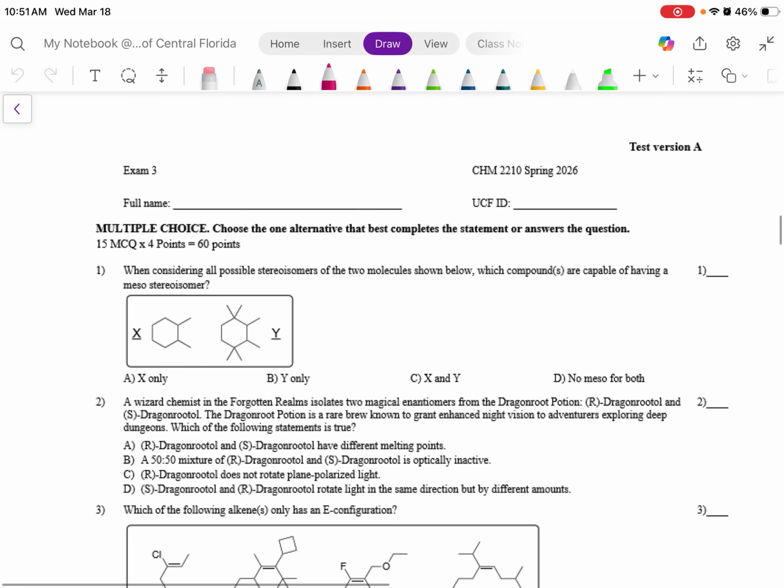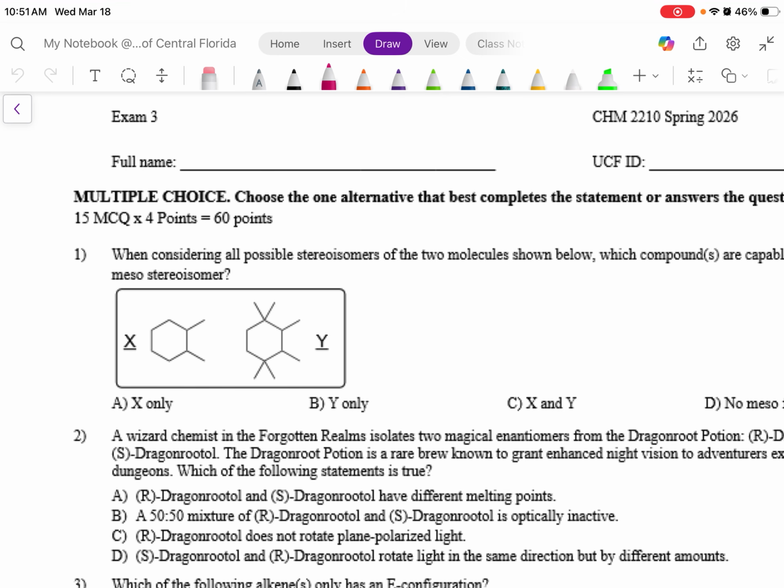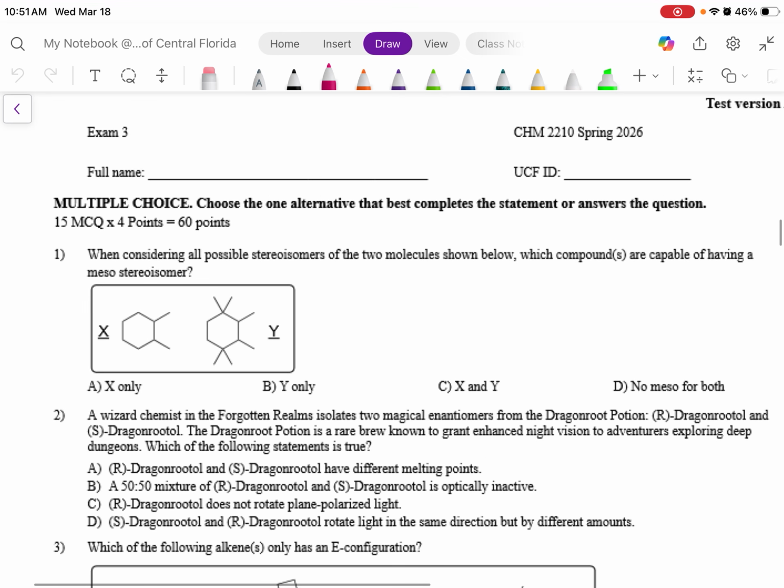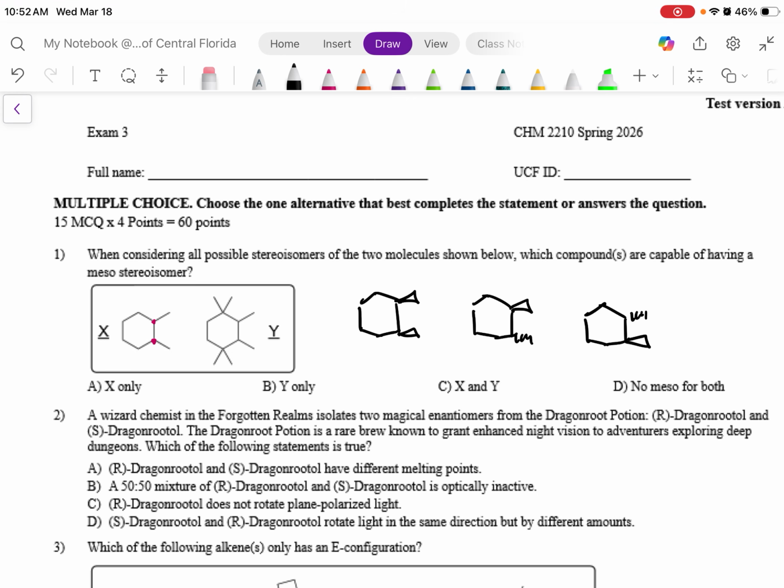So looking at question 1, for each one, you could go through the long process of looking at each stereoisomer. First, let's look at compound X. You find the stereocenters, and then you ask what the possible combinations are. One could be a wedge and a wedge, one could be a wedge and a dash, and another could be a dash and a wedge. So we look at those isomers there.